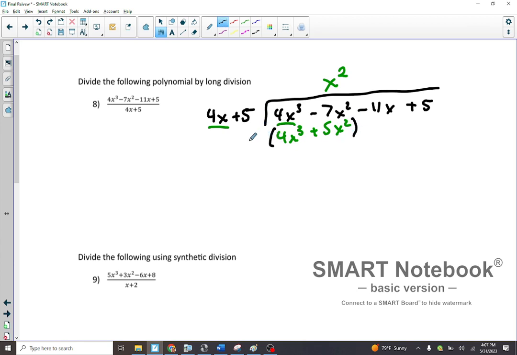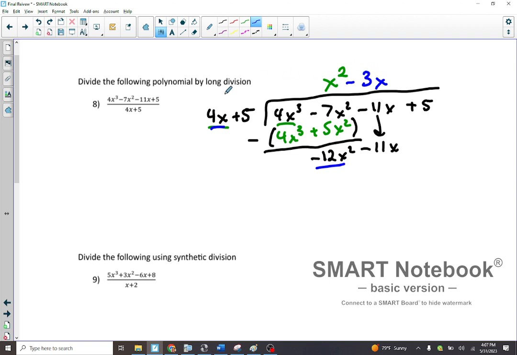That or subtract it. So you're going to subtract it down. This becomes 0, which was your goal. That's good. Negative 7 minus 5 is negative 12x squared. So my next goal is to make my 4x match negative 12x squared. So what would I multiply? Negative 3x. And let me bring down this negative 11x.